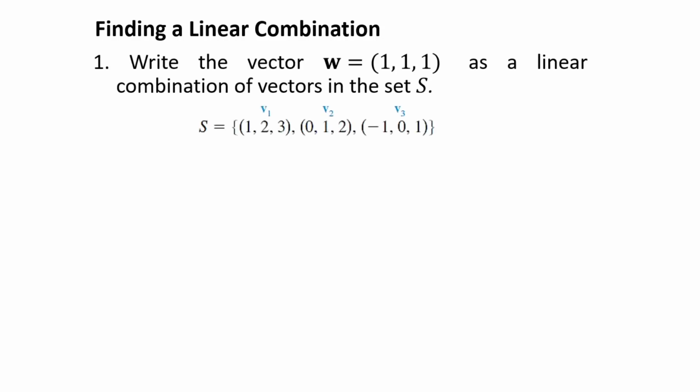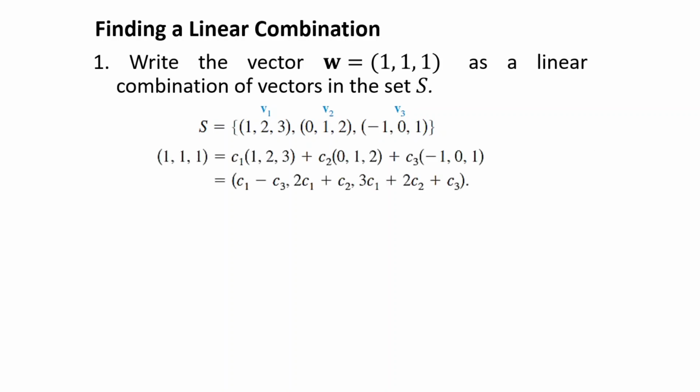Now let us have the examples for finding a linear combination. Write the vector w, which is the vector (1, 1, 1), as a linear combination of vectors in the set S. So we have here v sub 1, v sub 2, and v sub 3. Now to do this, we need to find scalars c sub 1, c sub 2, and c sub 3 such that when we multiply these scalars to these vectors, the result will be w, or the vector (1, 1, 1).